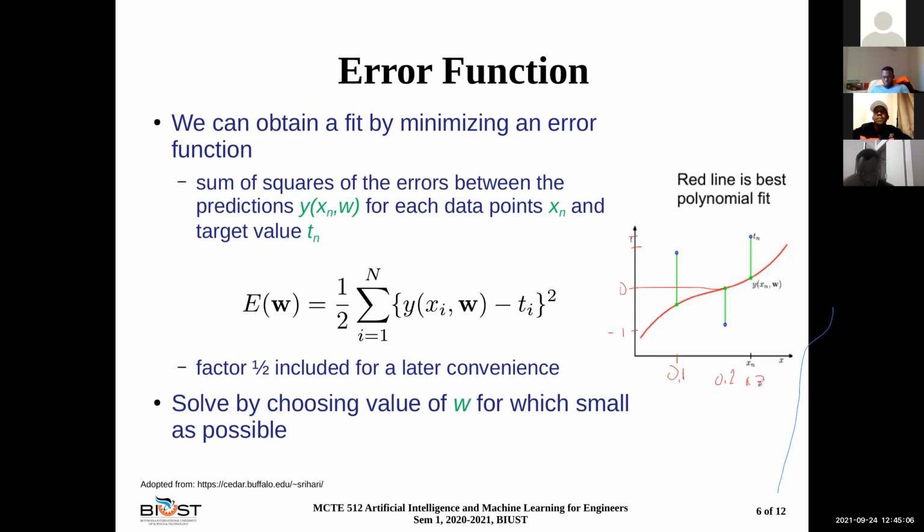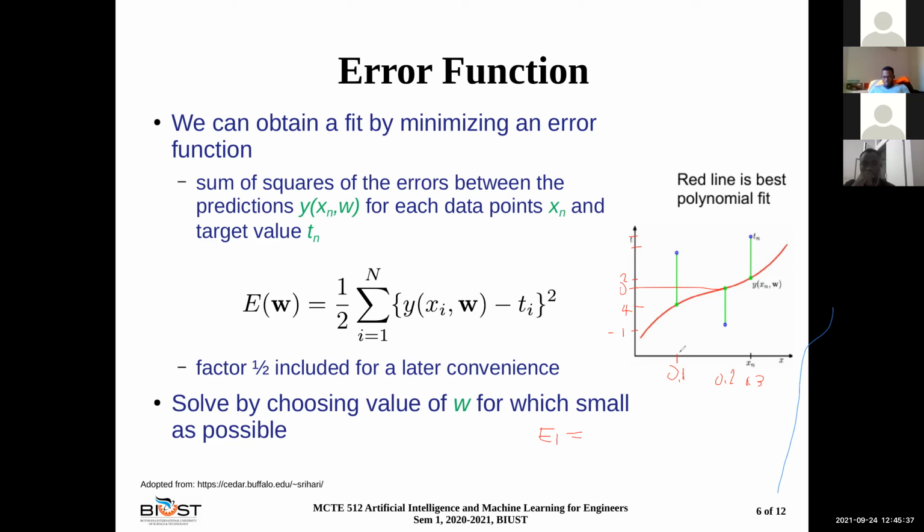Okay, so now for the error term, what is this error? You sum all the errors. So the error here is the estimated value minus the target value. So let's say, for example, if that is 0, this is 0.4, and this is maybe 0.2.